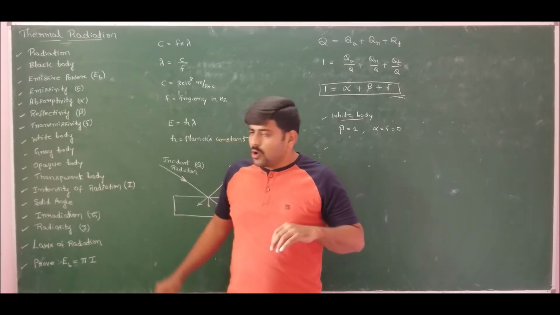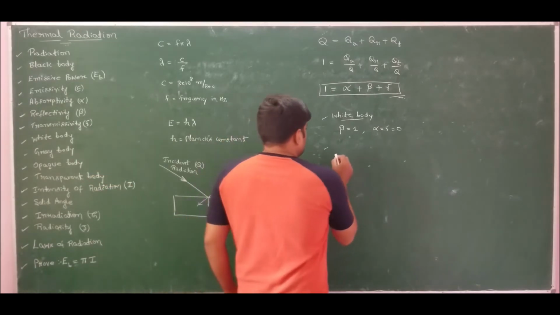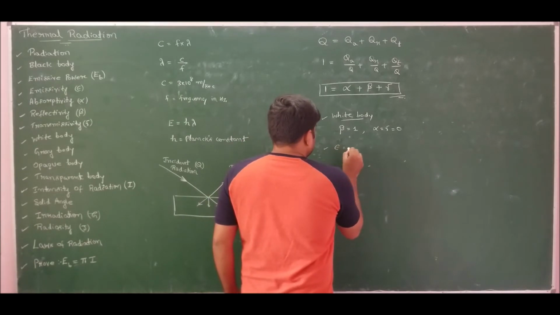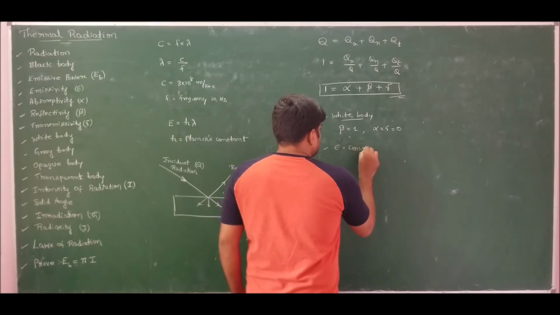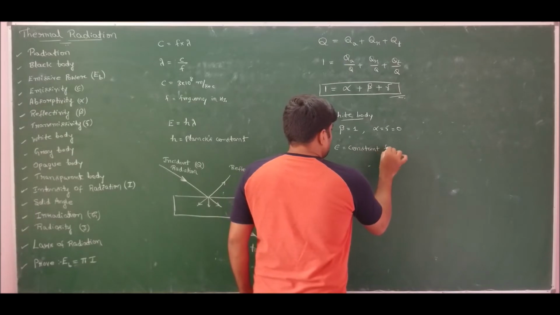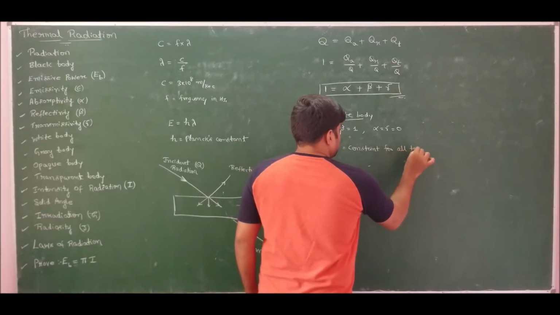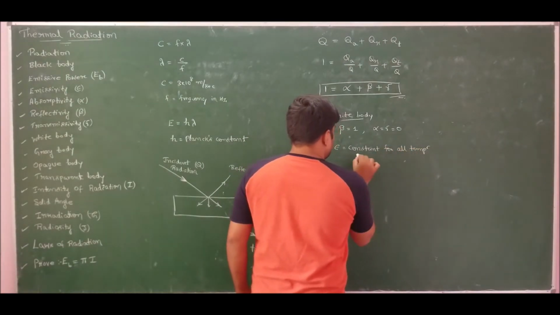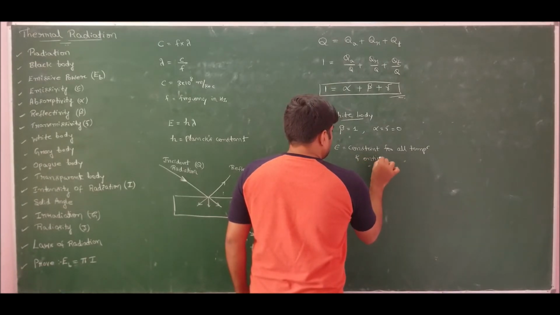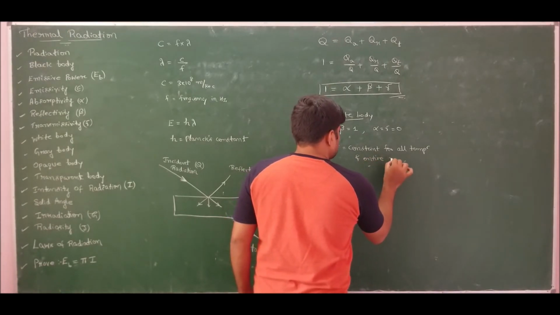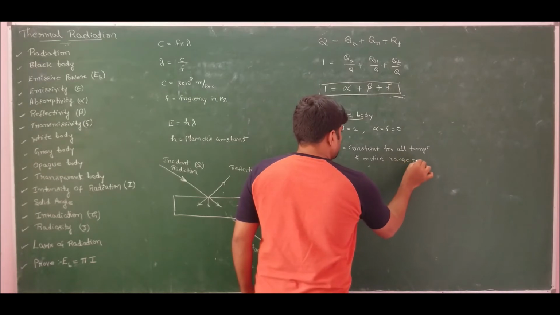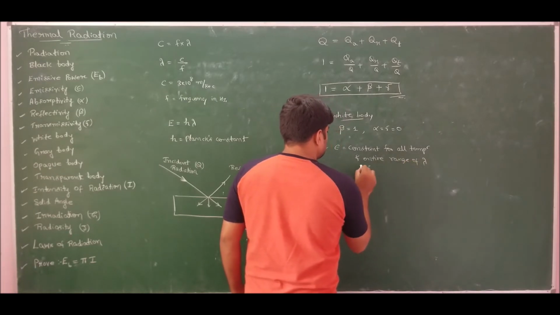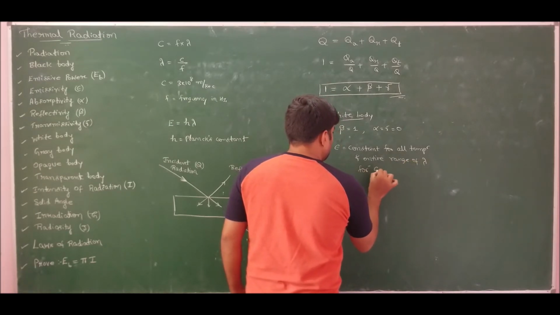Next, moving on. So here I can state emissivity is constant for all temperatures and the entire range of wavelength for a gray body.